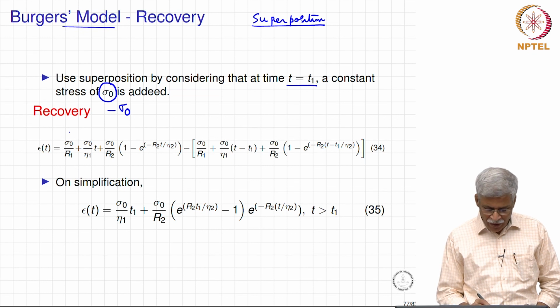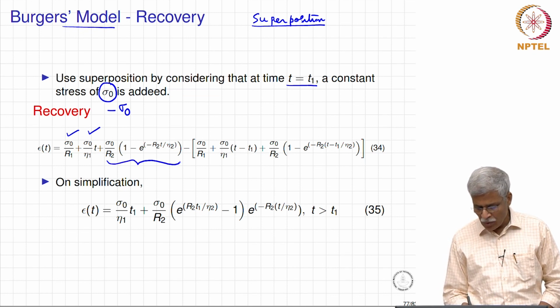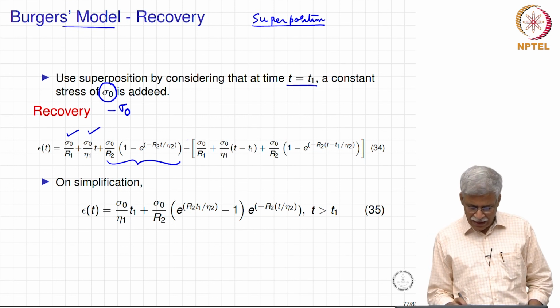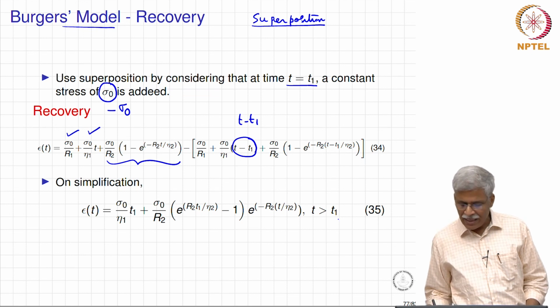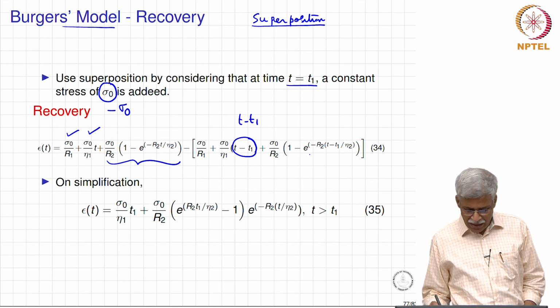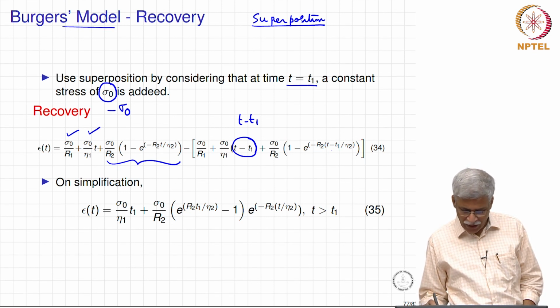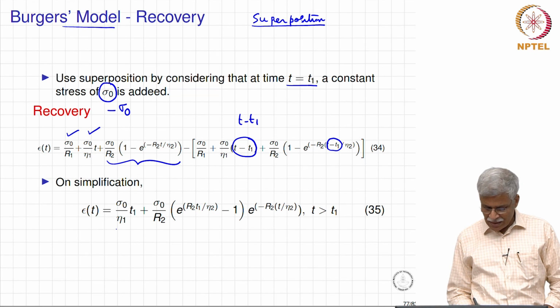So, what will really happen if you look at the expression is, you have sigma naught by R1, sigma naught by eta 1 times T, and this is the strain due to the Kelvin element, and then minus sigma naught by R1, sigma naught by eta 1, and this time is now T minus T1, because T is the running time and T1 is the time up to which sigma naught is applied. In the same way, we keep substituting T minus T1 instead of T, and when we simplify the whole thing, you are going to see that this is the expression.